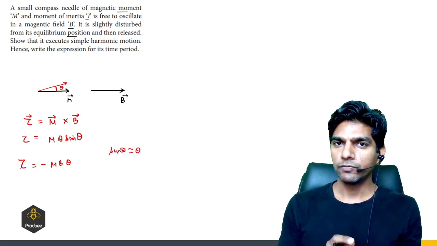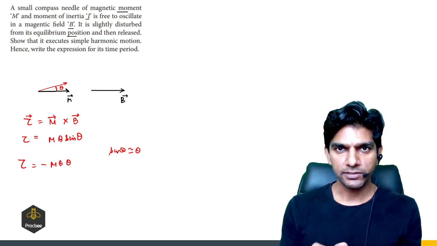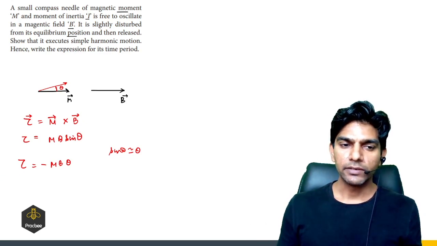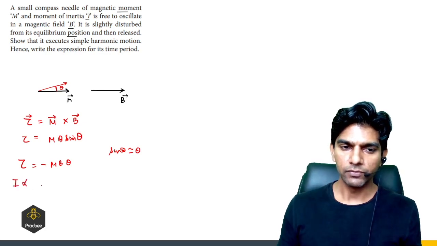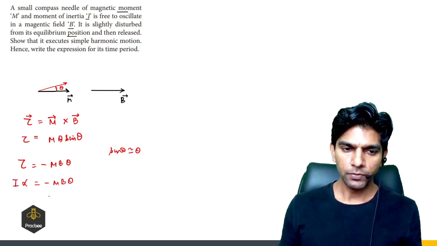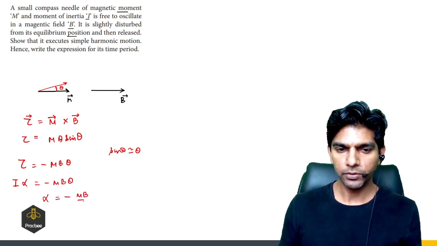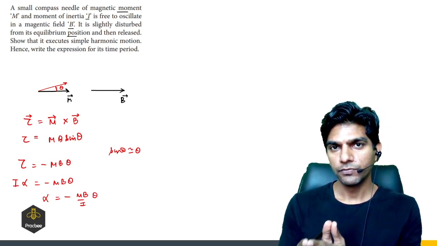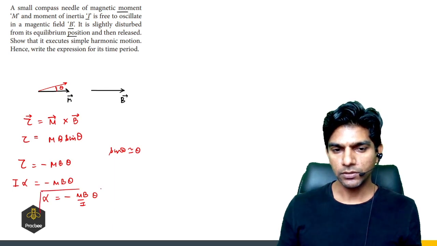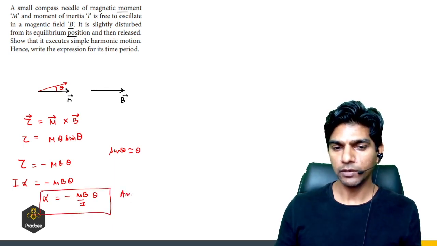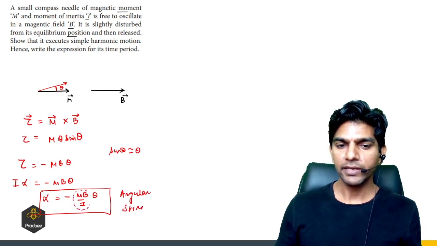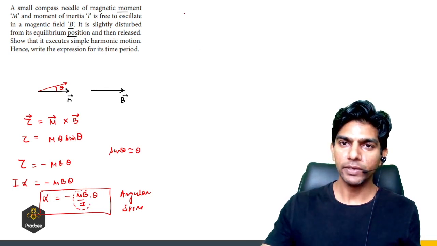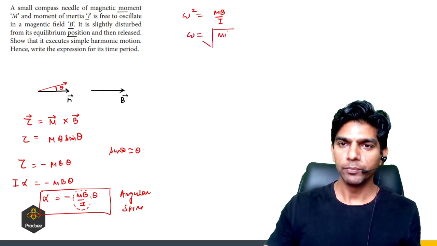And we have studied that if a rigid body is rotating about a fixed axis, then the torque is given by I alpha. So I can write torque as moment of inertia times alpha. So minus mB theta. So from here, alpha comes out to be minus mB upon I times theta. So alpha is proportional to the angular displacement from the mean position. So this is the equation of simple harmonic, angular simple harmonic motion, angular SHM, where mB upon I is nothing but the square of the angular frequency. So omega square will be mB upon I. So omega will be root of mB by I.